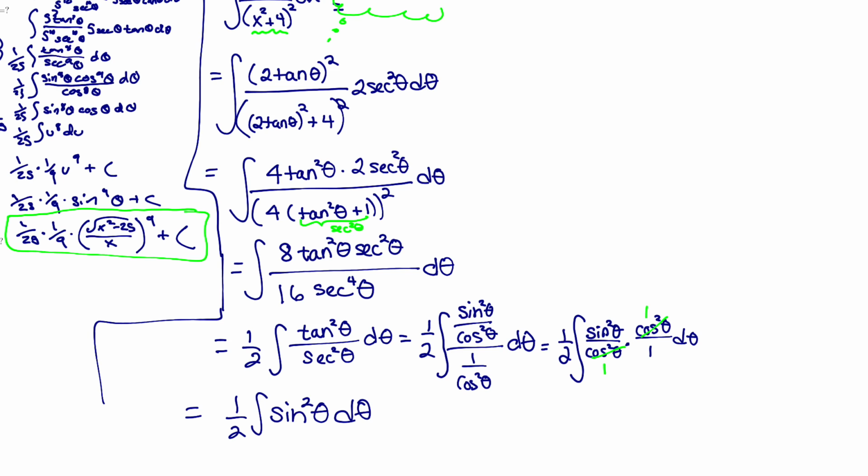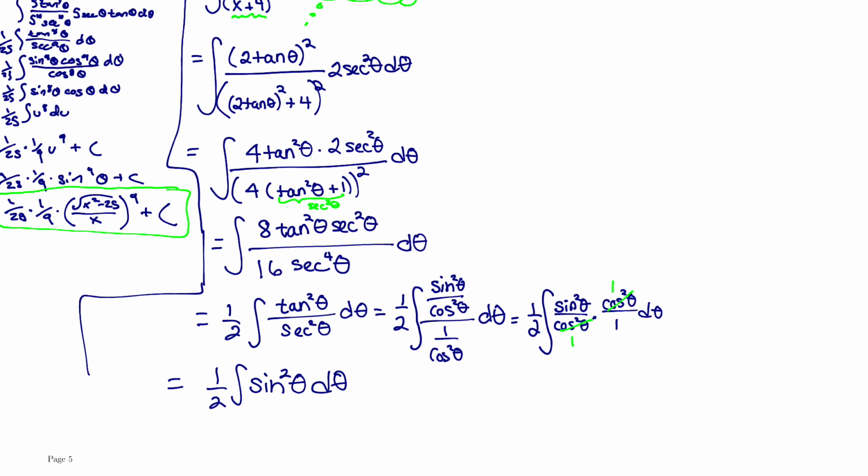And Anthony, what do I do with sine squared? What did you think? I turned it into the power reducing formula, the half angle, double angle thing. So 1/2 times the integral of 1/2. It's an even power of sine, so it uses our power reducing formula.